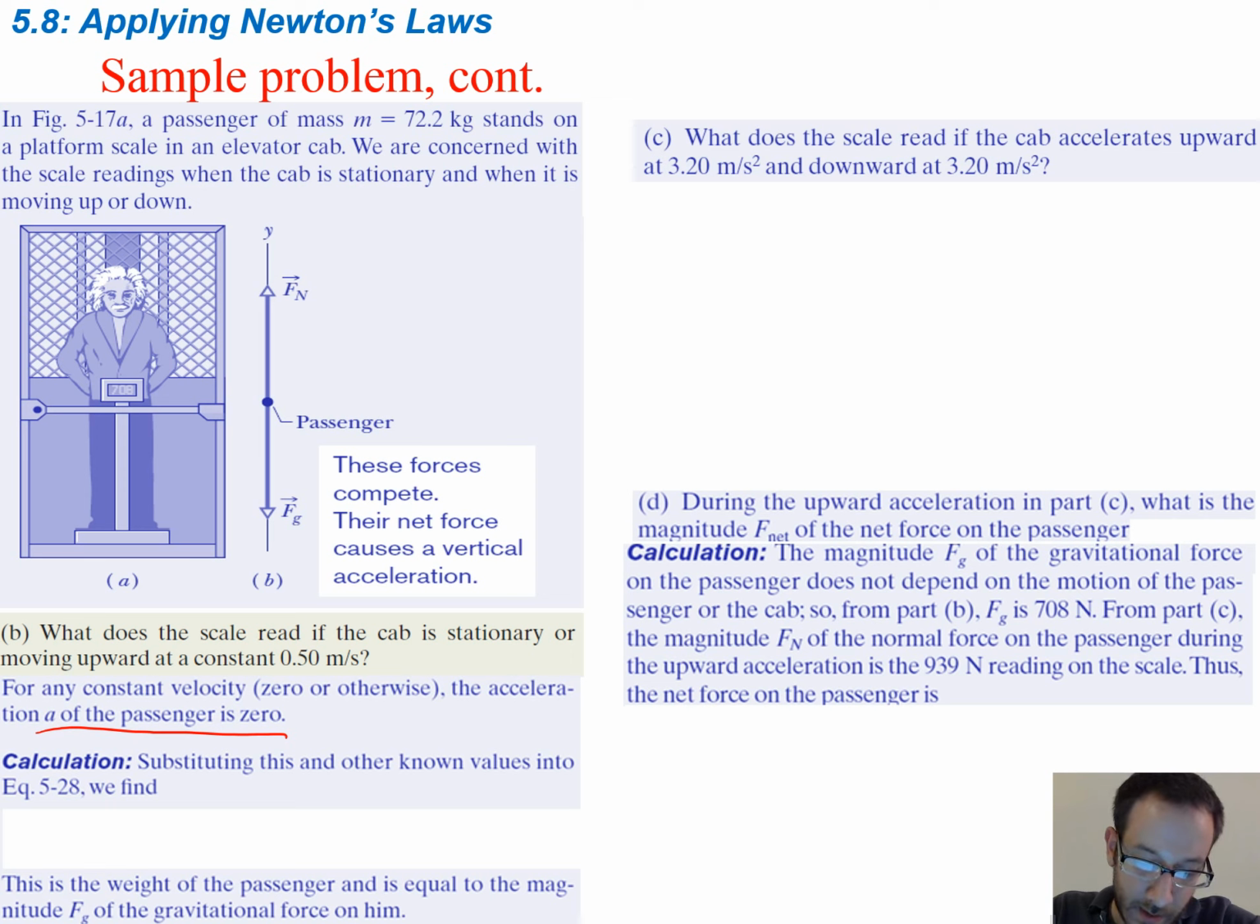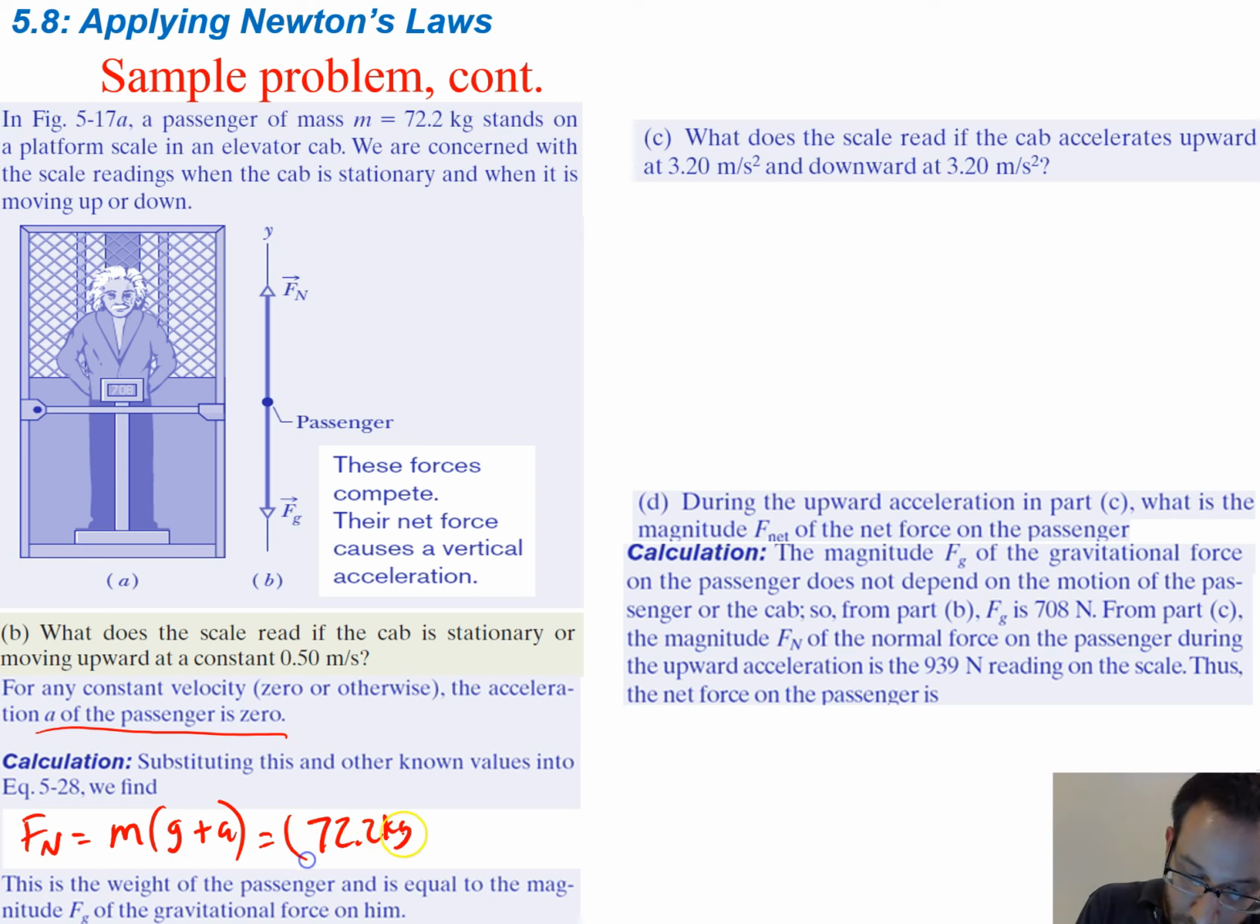All right, so substituting this and other known values into the equation, we find that our normal force is going to be equal to the equation that we found before. And this is going to be 72.2 kilograms times our acceleration due to gravity, which is 9.8 meters a second squared, plus 0, because there's no additional acceleration. Okay, so plugging that in, we get 708 newtons.